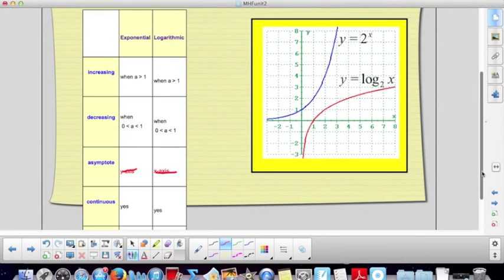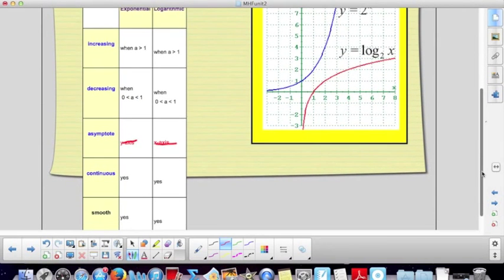What does the word asymptote mean? Do you guys remember from last year the word asymptote? So this is a very important concept, the word asymptote. That means when your graph is approaching a line but will never ever touch it. So the asymptote for exponential functions, we already talked about, is the x-axis. Because the graph is going to continue and get closer and closer to the x-axis, but it's never going to touch it. So my asymptote is the x-axis.